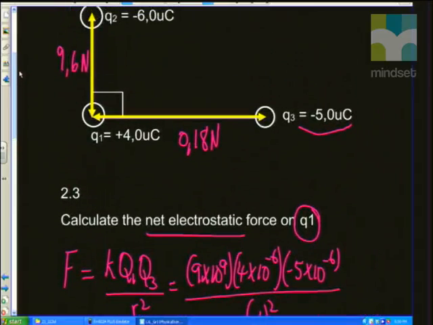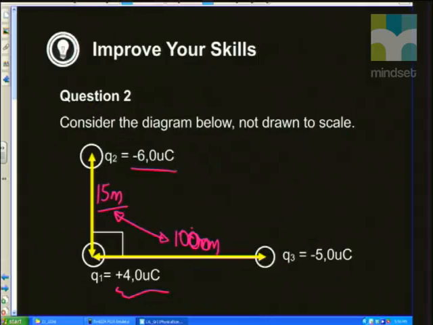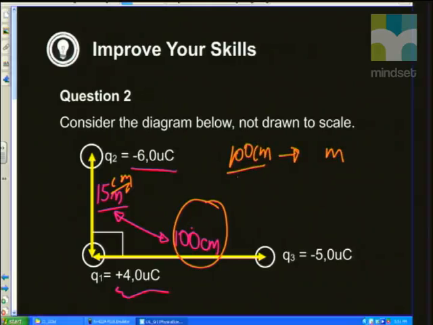I said here I had 15 meters, sorry about that. Here I had 15, it's actually centimeters there. And here I had 100 centimeters. So if you convert from 100 centimeters to meters, you divide by 100. When you divide by 100, you would find that you've got 1 meter. That's how 1 came about.